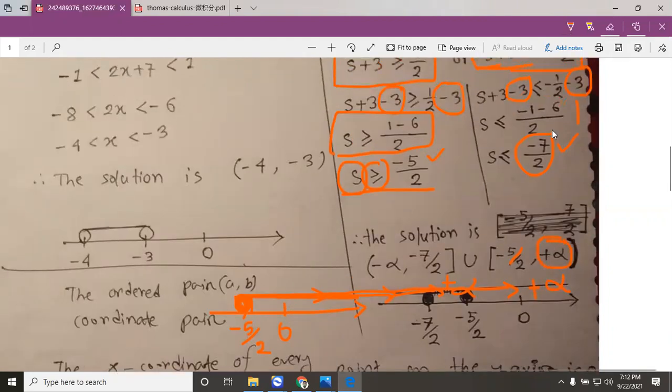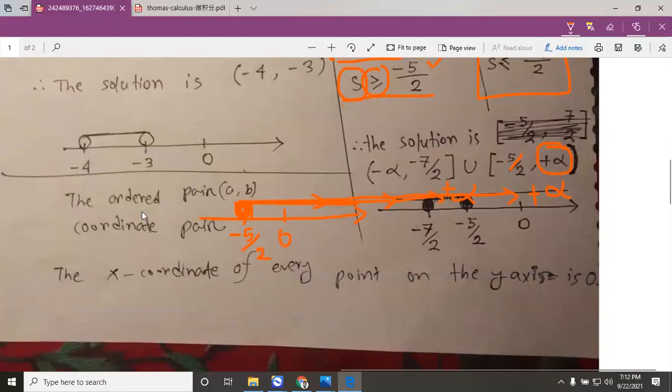And what about minus infinity? Yes, so you can see here the value of s is less than or equal to minus 7/2. So where will be minus 7/2 here, right? Minus 7.